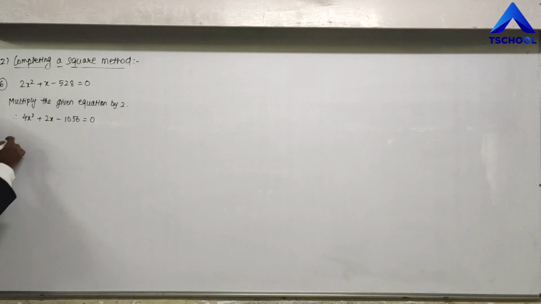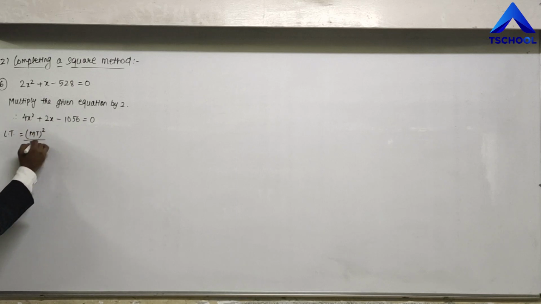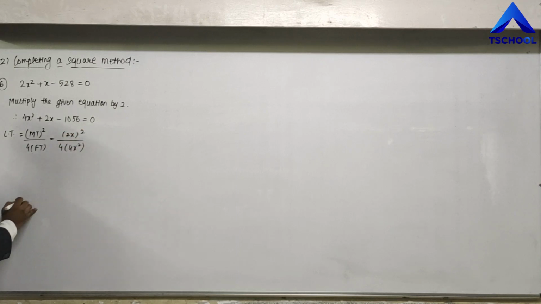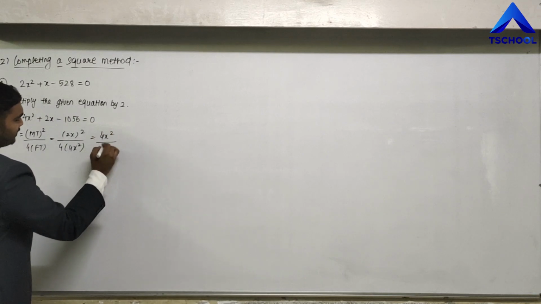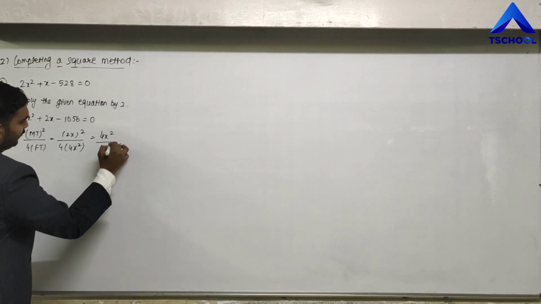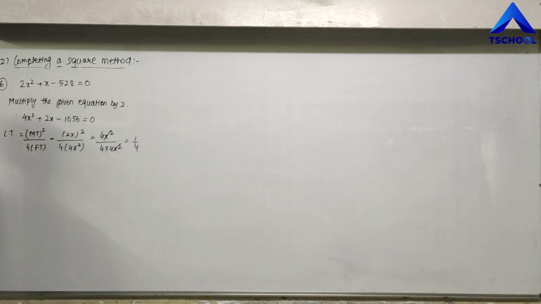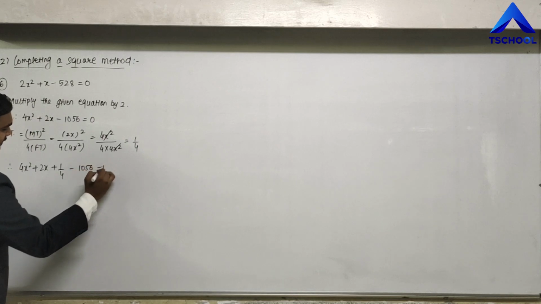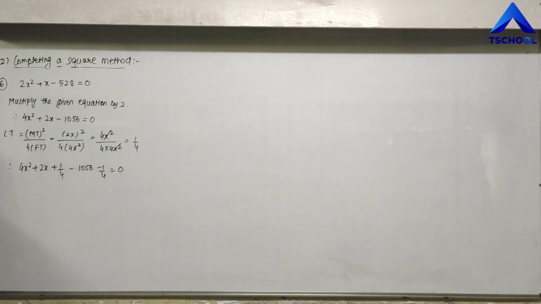Now, what shall we do? Find out the last term. Last term is middle term square upon 4 into first term, that is 2x whole square upon 4 into 4x square, that is 4x square upon 4 into 4x square, and that is 1 upon 4. Is it clear? Therefore, what shall we do now? We shall add it, that is 4x square plus 2x plus 1 by 4 minus 1056 minus 1 by 4 equal to 0. Right?